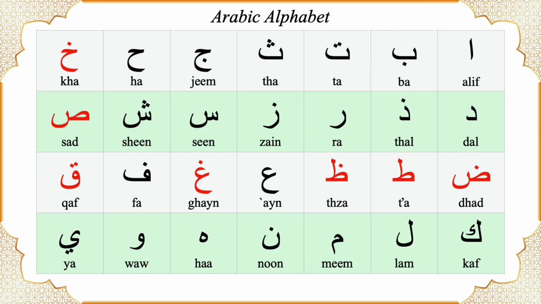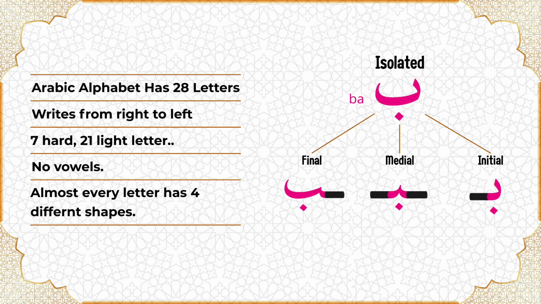Let's look at the big picture. Here is the full table of the Arabic alphabet. It consists of 28 letters. There are a few golden rules you need to know. First, Arabic is always written from right to left. Second, almost every letter has 4 different shapes depending on where it sits in the word: isolated, initial, medial, or final. And third, unlike English, there are no distinct vowels in the alphabet itself. We use marks for those.